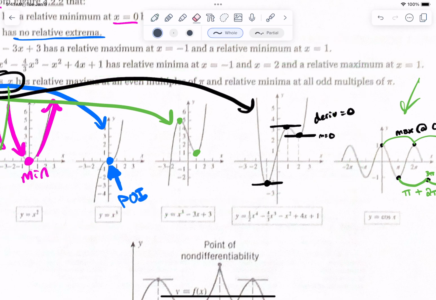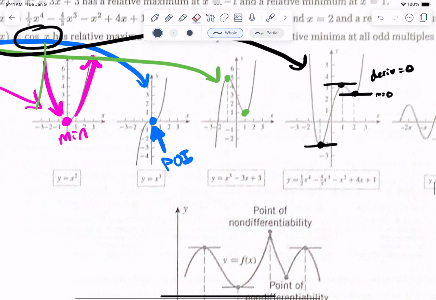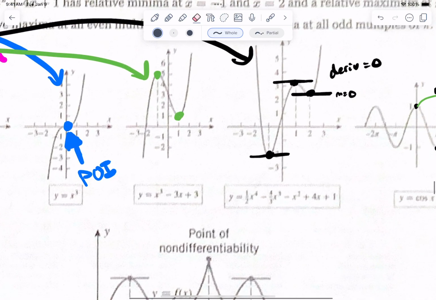Like the first one's a minimum, the second one's a POI. What's the third and the fourth? He has a max and a min. Max and min. Oh, both. This guy has a max and 2 mins.